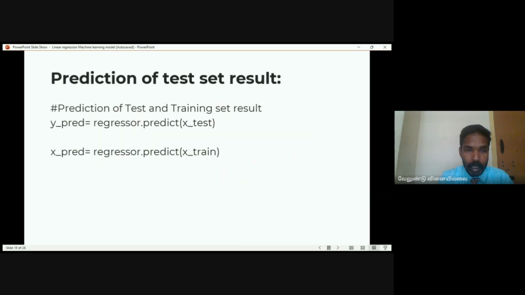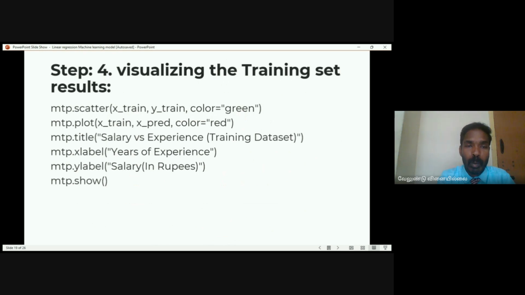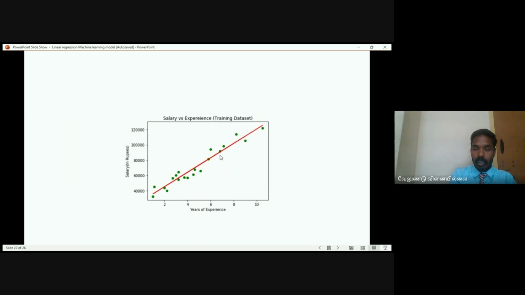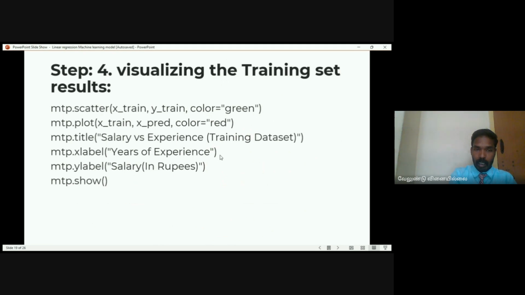And prediction of the data set, we have to predict the data sets by using the same regressor predict only. So this will be y prediction, and x predictions will be given here. And first we have to visualize the training data sets. Here is a plot and title, label, x label and y label, and scatter. We are going to scatter in green color. We are going to plot the training data by red color. So here you can see the scatter will be training, and red will be the predicted.